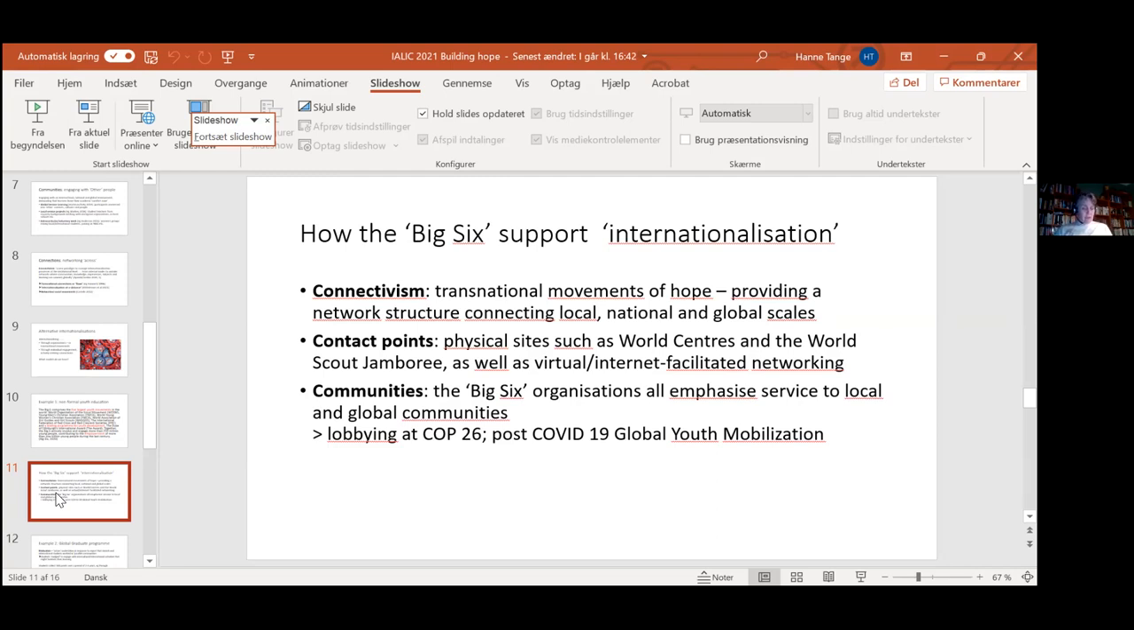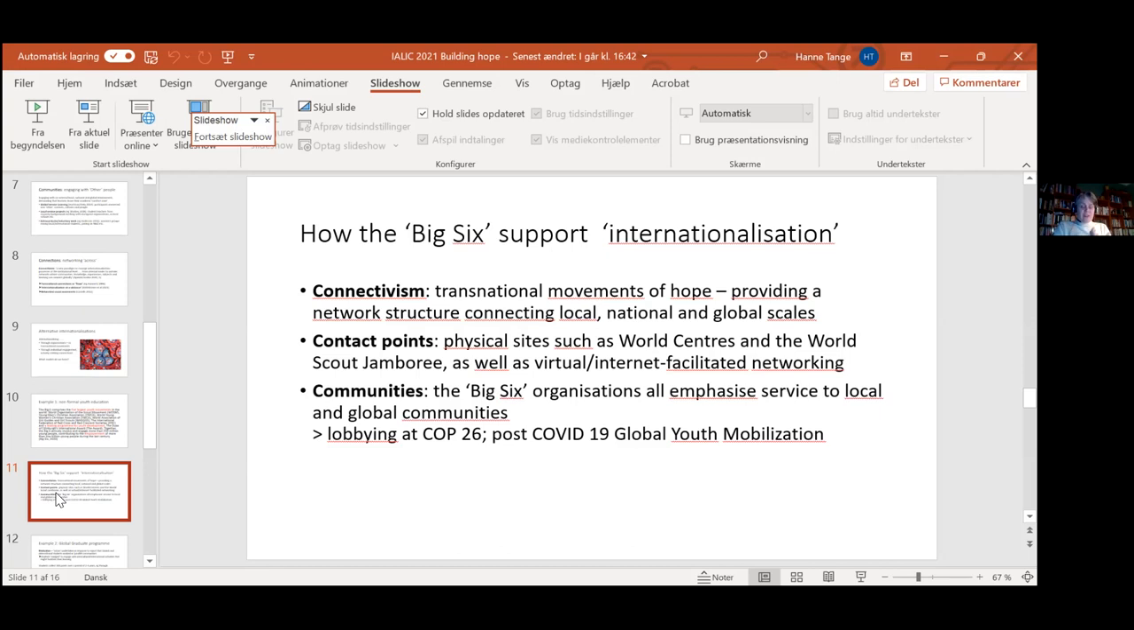We have physical contact points, and the Scouts is an obvious example to pick. They have world centers, they have a World Scout Jamboree, but they also have a very well-developed virtual network that people can use, that you can connect. You make friends by, for instance, befriending them on Facebook, by joining specific groups for people with certain interests.